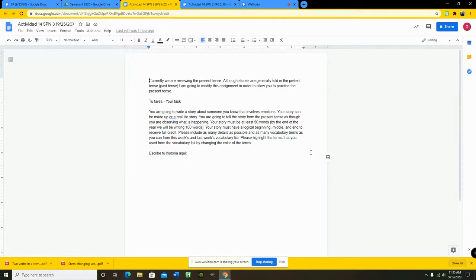Right now we're reviewing the present tense. The month of September is usually used to review stuff that we learned in Spanish 1 and some of the stuff for 2, mostly Spanish 1. And so, although generally when we write a story, it's written in the preterite or past tense, we're going to modify this assignment so that you can use the present tense, which is what we have been practicing.